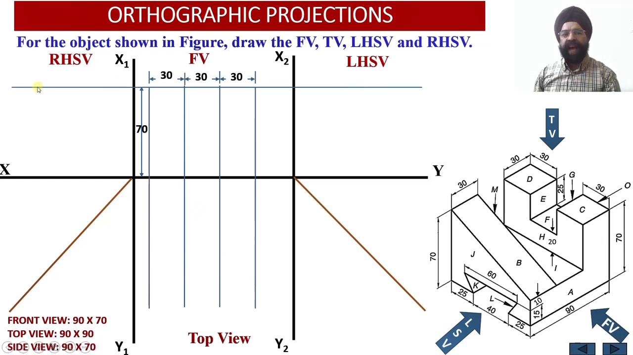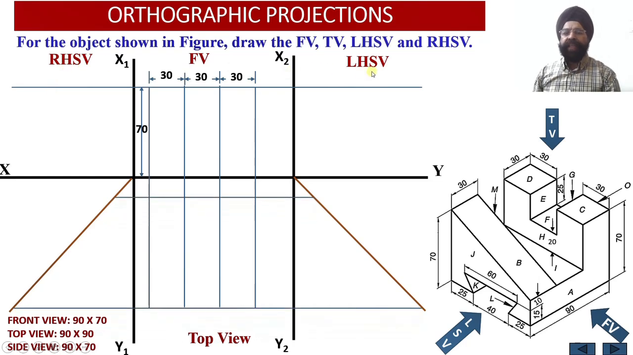Similarly, this height of 70 millimeter has been extended onto the left hand side view as well as the right hand side view, because in both side views the height dimension will be required in order to complete these two views. Now let us complete the depth of the solid in the top view.